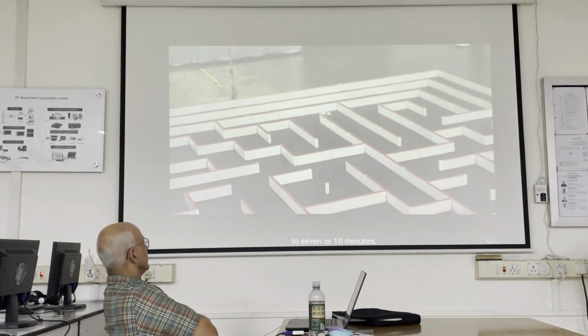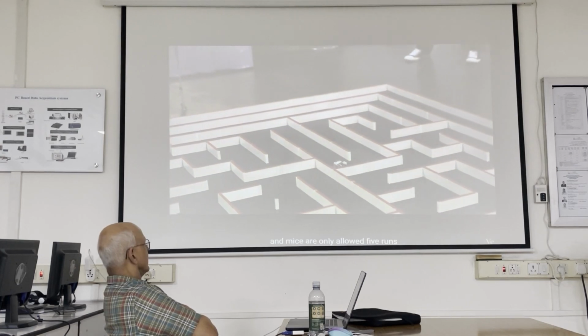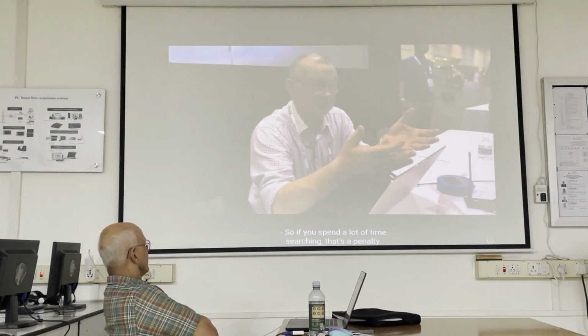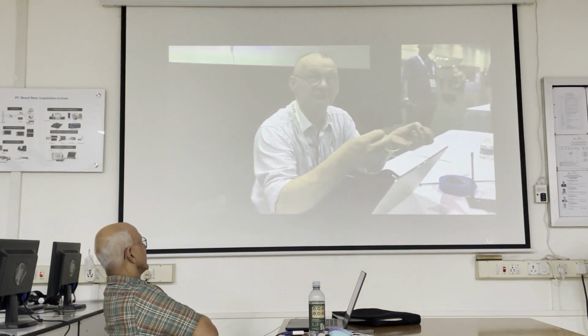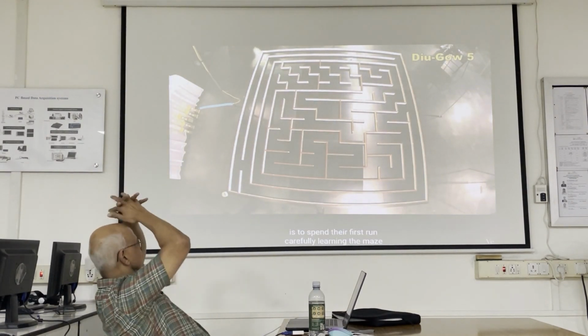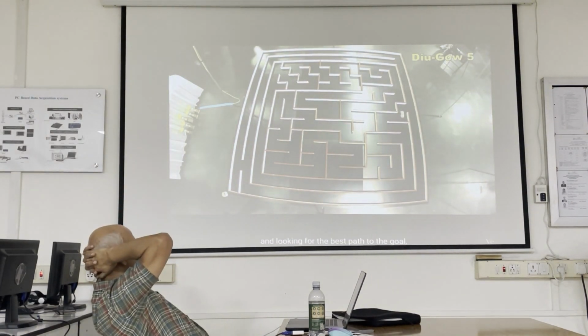The big 3 competitions, All Japan, Taiwan, and USA's APEC, usually limit the time mice get in the maze to 7 or 10 minutes, and mice are only allowed 5 runs from the start to the goal. So if you spend a lot of time searching, that's a penalty. So the strategy for most micromice is to spend their first run carefully learning the maze and looking for the best path to the goal, while not wasting too much time. Then they use their remaining tries to sprint down that path for the fastest runtime possible.